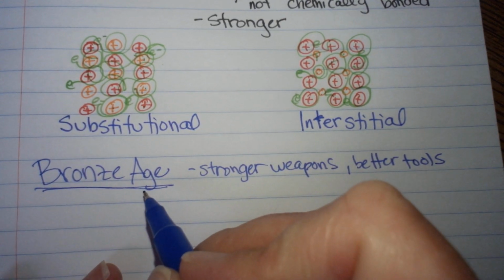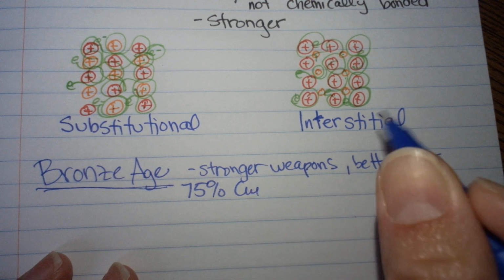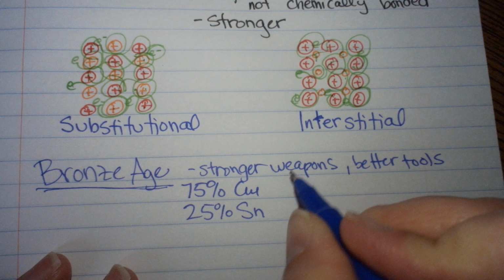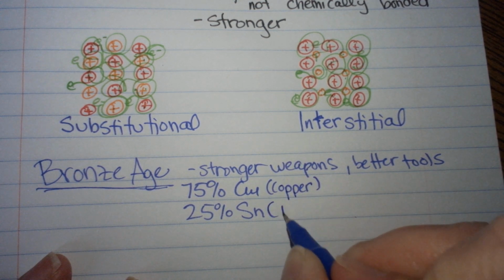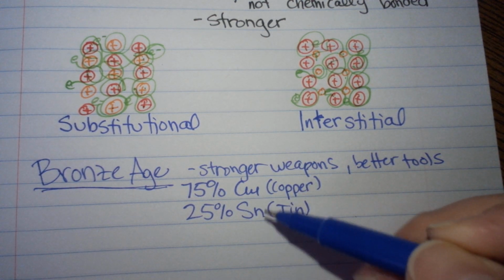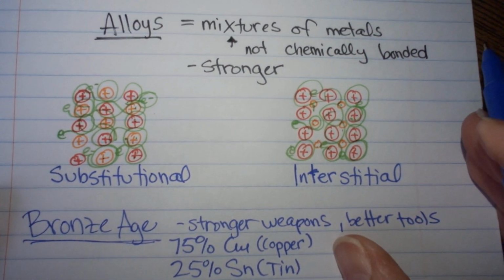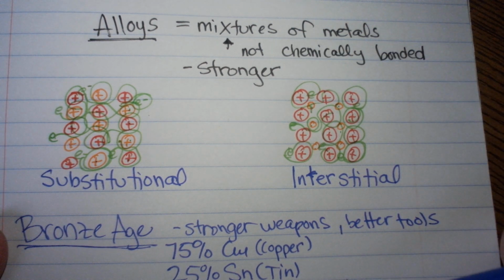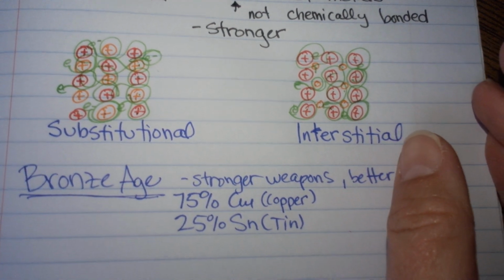Bronze is an alloy. Bronze is 75% copper and 25% tin, so we'll write it out here. Copper and tin. Notice, this is not a ratio like with a subscript. I don't have copper 4 or tin 2. It's a percentage because alloys are mixtures. Because alloys are mixtures, we mix in 75% copper to 25% tin.